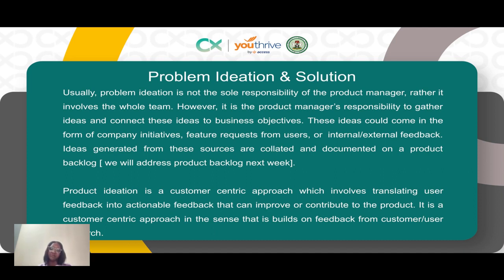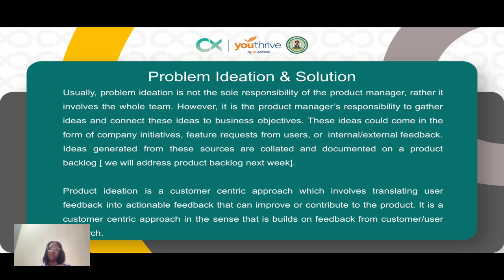You can get ideas from feature requests that your existing users will share. Maybe they're experiencing a problem on your product, or there's something they would like to see. Maybe you launched a feature and they're telling you. Sometimes you launch one feature and your users are already telling you to please do this feature next. You get ideas from there, or from internal and external feedback.